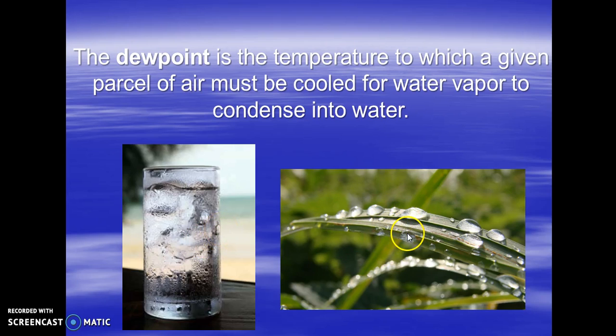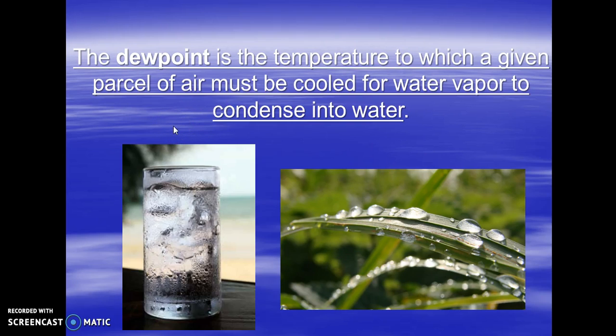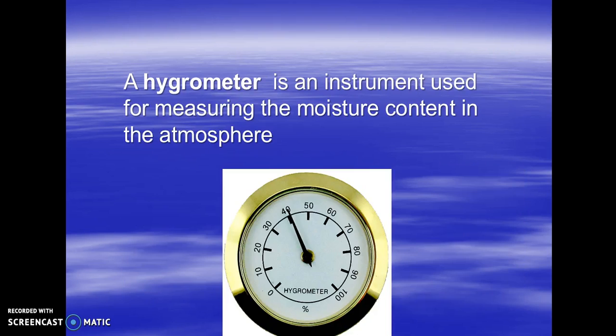Same thing with grass. Over here, water vapor is always coming off of the grass. There's always transpiration taking place. And eventually, when it gets cold enough, that water is able to condense on the actual blades of grass. So go ahead and underline that. And a hygrometer is an instrument that's used to measure the moisture in the atmosphere. So you can see right here, 0% all the way up to 100.